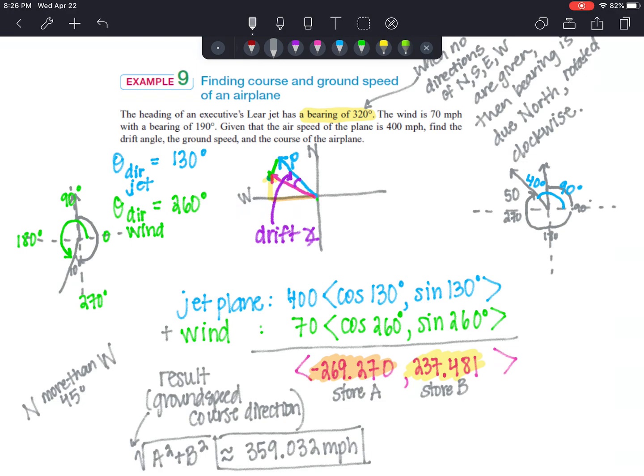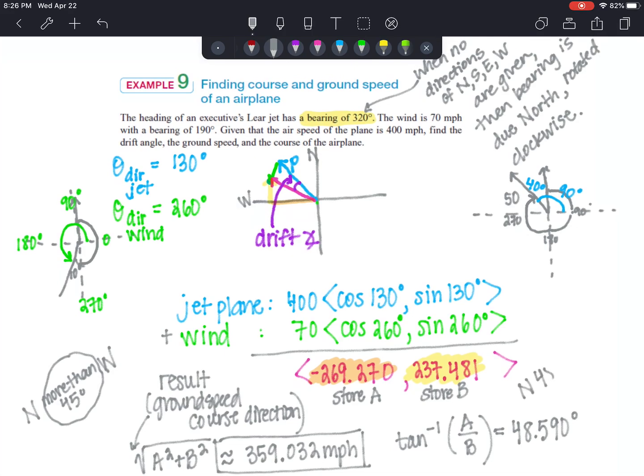Now let's talk about the direction. So what direction is this going in? Well, I'm going to take the inverse tangent of A over B so that I can find this angle right here that is between the north and the west. So I put that into my calculator and I get 48.590 degrees, and that is more than 45. So my answer is north 48.590 degrees west. So I'm going to box that.